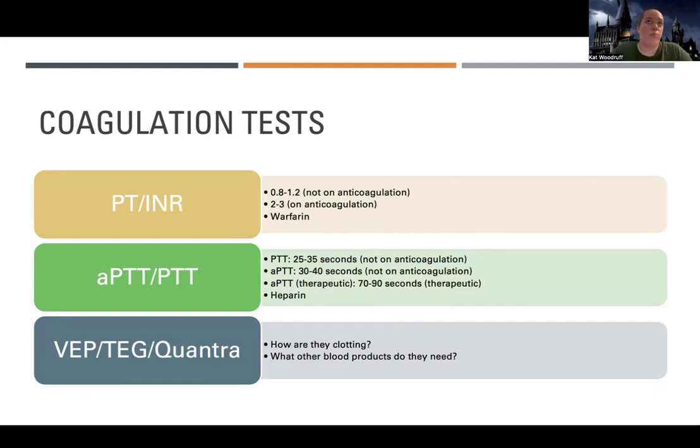So what other blood products do they need? Because a lot of times these help guide us. Like, do they need plasma? Do they need cryo or other blood products? I'm not going to get deep into this. I can make a whole other video just on this test because it's a little more complicated. But this just kind of tells us how they're clotting in general.